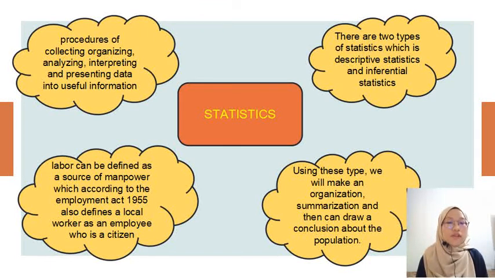There are two types of statistics, which are descriptive statistics and inferential statistics. Using these types, we will make an organization, summarization, and then can draw a conclusion about the population.